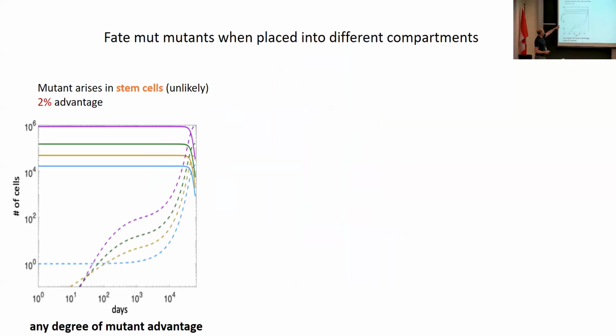We place the mutants into the long-term stem cells. It's an unlikely event, but if you do place them, we assume that they have a 2% advantage. This is actually a pretty big advantage, 2%. The mutants are in dashed line, the wild type and homeostasis are in solid line. So the mutants will start growing, but you can see that they grow really slowly. It takes 10 to the 4 days for them to rise to appreciable levels. And the mouse only lives for less than 1,000 days. So even if they get generated here, and even if they grow, they probably grow too slowly for them to be noticed.